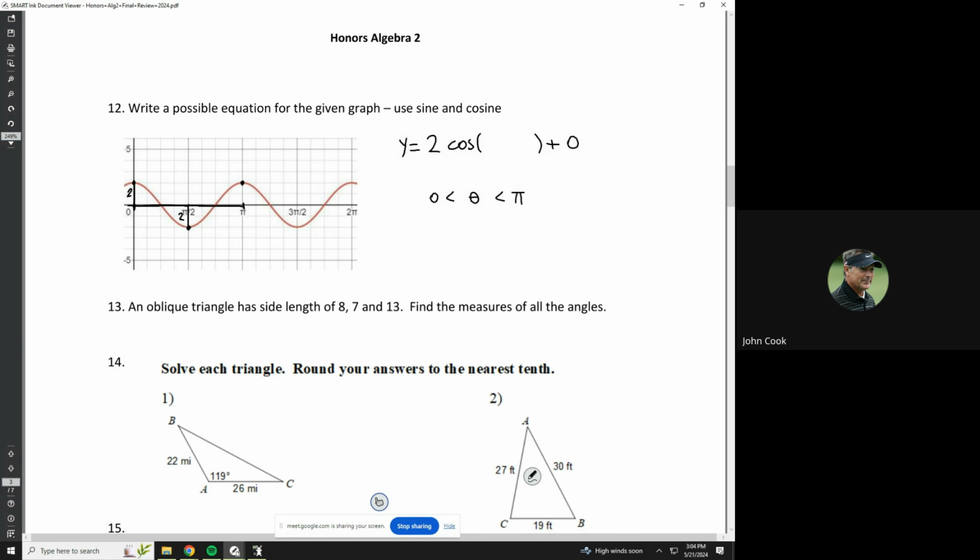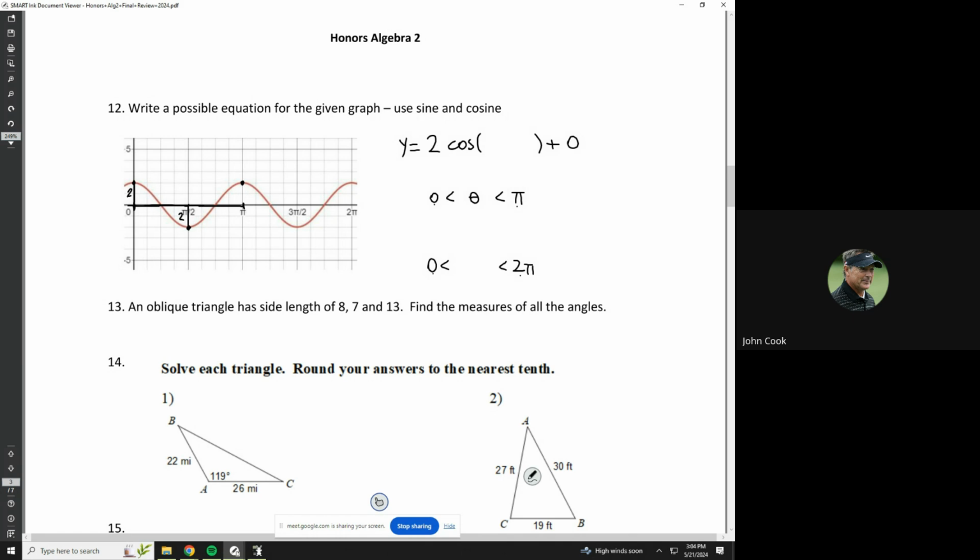And we need to make it like this. We need to make it go from 0 to 2 pi for a full period of this graph. So how do we do that? Well, the missing ingredient is this. If I multiply anything by 0, I still get 0. What do I have to multiply pi by to get the 2 pi? I got to multiply it by 2, right?